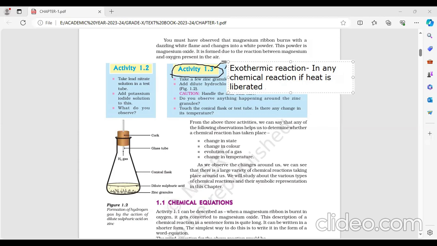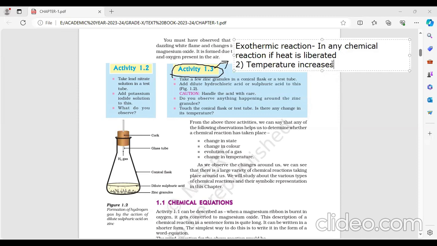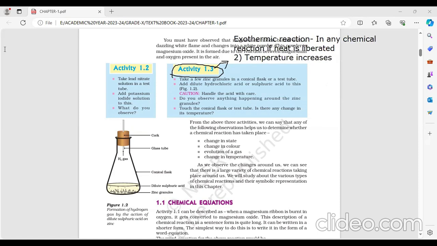And also one more point you should remember, that in this reaction temperature increases. So these 2 points you should remember for activity 1.3: it is the exothermic reaction, and also in this reaction temperature increases. Now let me explain what substances or materials are required. First he is asking, take a few zinc granules. Zinc granules are metals. Zinc is a metal, right?